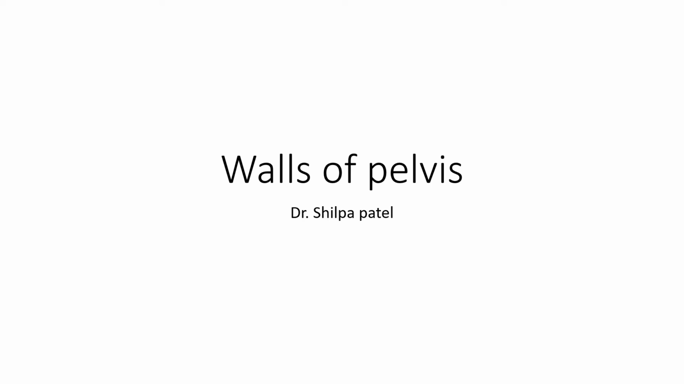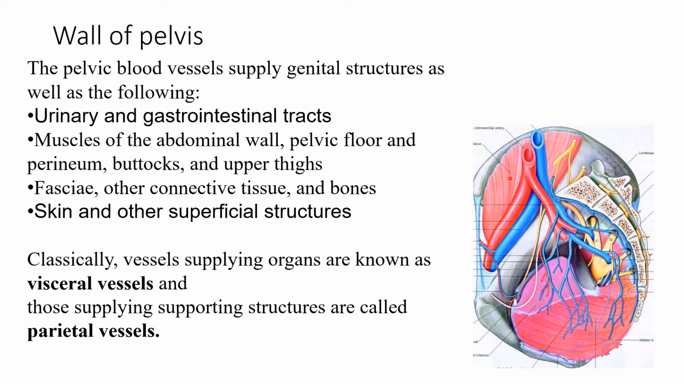Good morning, everybody. The pelvis is made of bony parts joined together: two hip bones and one sacrum. The wall of this pelvis contains the pelvic blood vessels, which supply the genital structures as well as the urinary and gastrointestinal tract, the muscles of the abdominal wall, pelvic floor, and perineum, buttocks and upper thigh, fascia, other connective tissue, and the bone, skin, and other superficial structures.